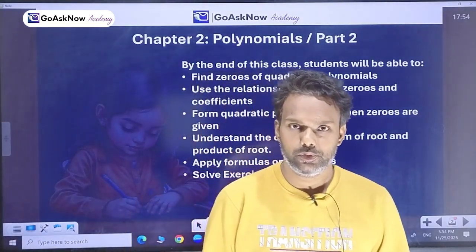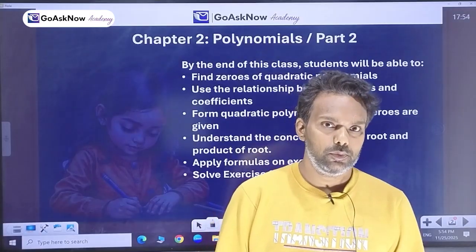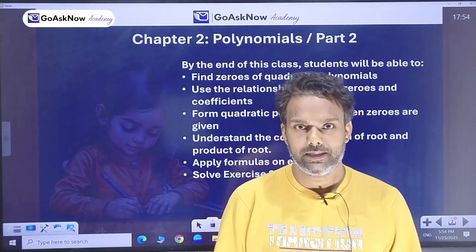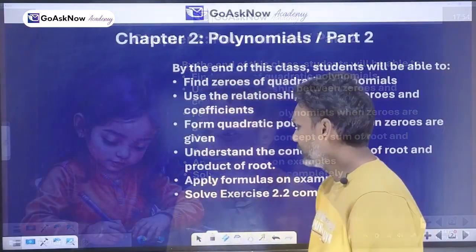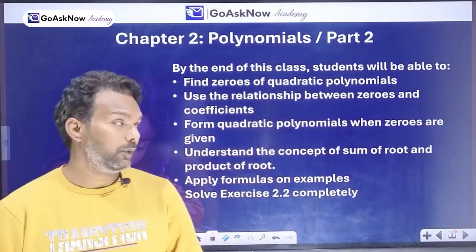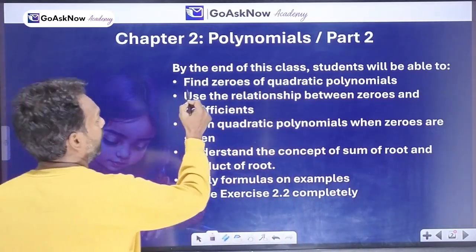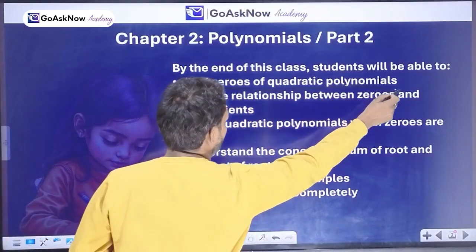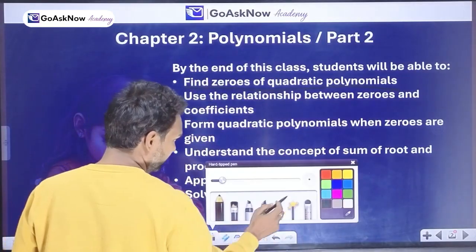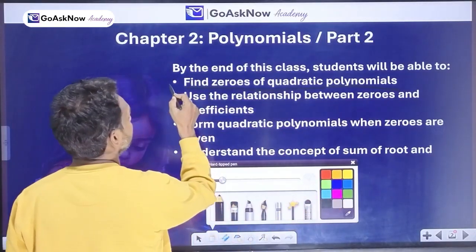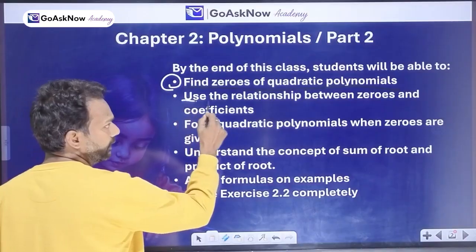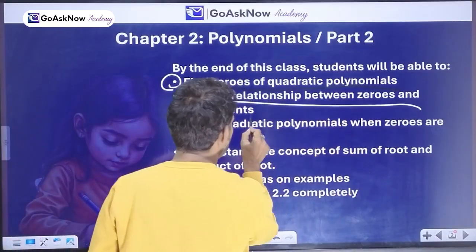Today we are going to do chapter 2, part 2 of mathematics, and that's polynomial. So we are going to study today about how to find zeros of quadratic polynomials. Use the relationship between zeros and coefficient.